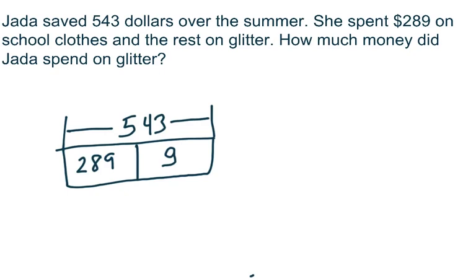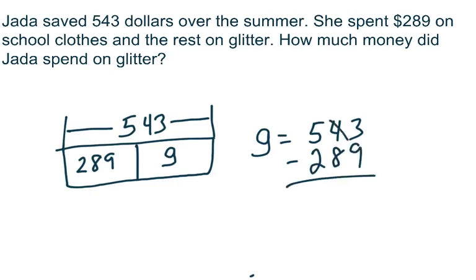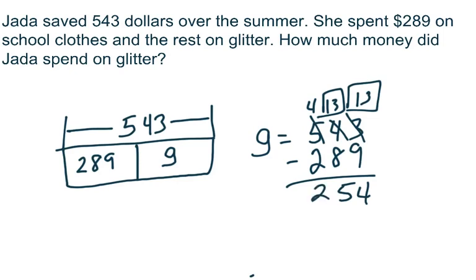So now I'm going to set up my equation. G equals 543 minus 289. I have to regroup here. You remember, I always do my regrouping first before I do any subtraction. So that's 4, 5. So $254 is what she spent on glitter.